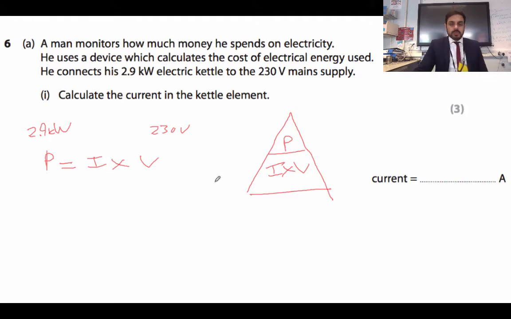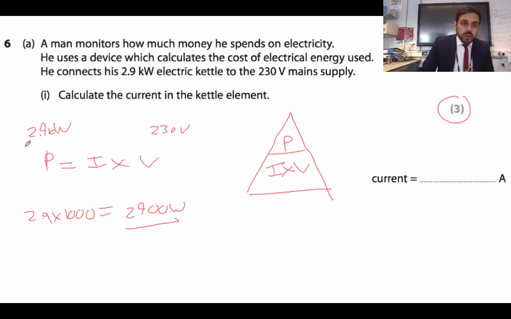However, you've got a problem. This is why this is worth 3 marks. It's kilowatts. Anytime you see a K, that usually means 1,000. So I want that in watts. 2.9 kilowatts, how do I turn that into watts? Well, all you do is 2.9 times 1,000 is 2,900. There are 1,000 watts in 1 kilowatt. If that was 1 kilowatt, it'd be 1,000 watts. If that's 2 kilowatts, it'd be 2,000 watts. I've got 2.9, so the answer is 2,900 watts. Now it's easy.